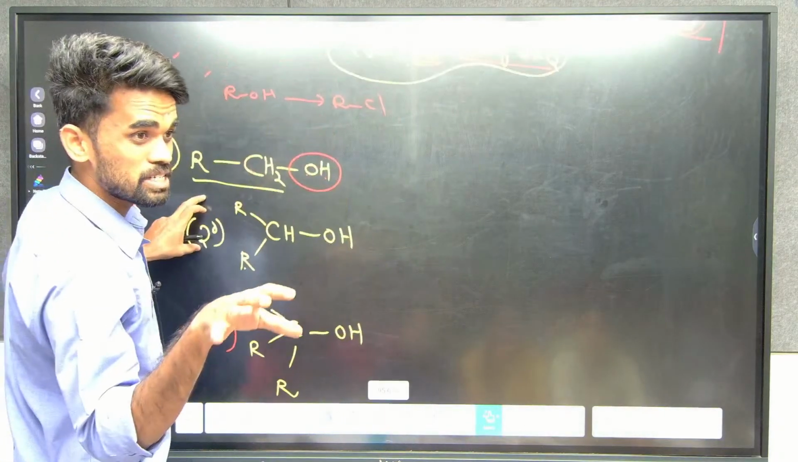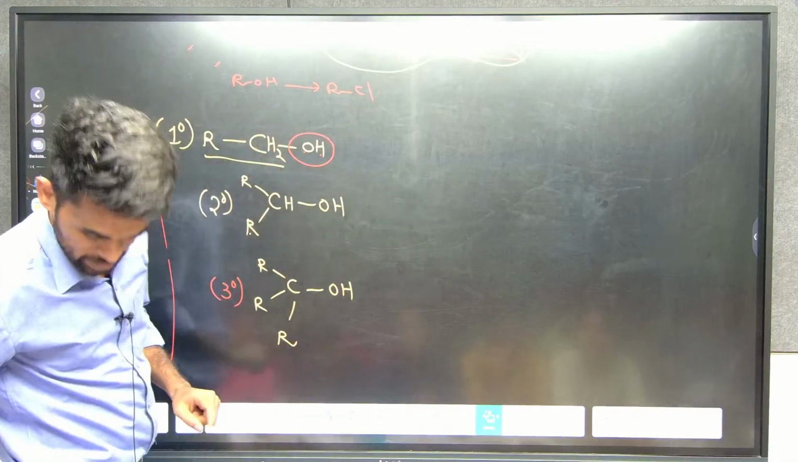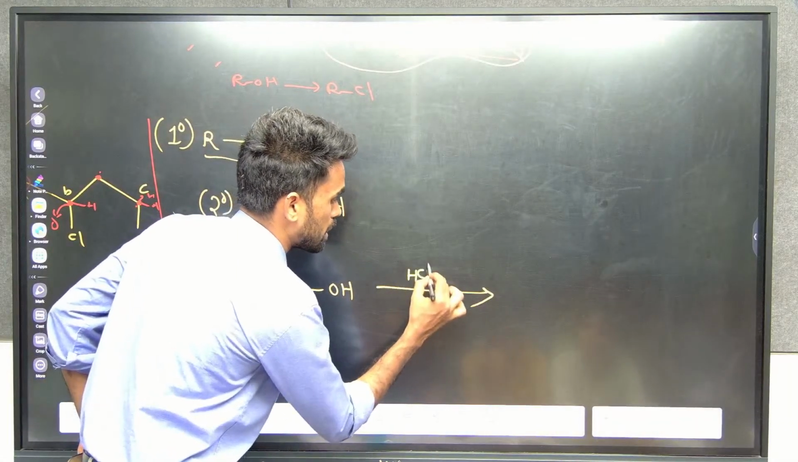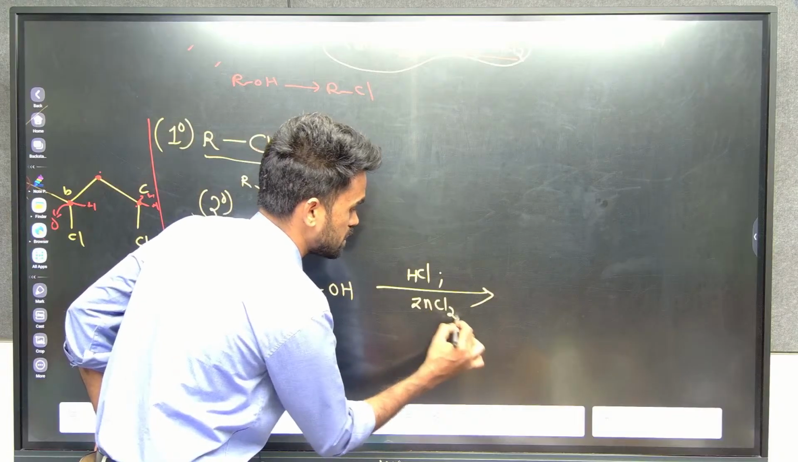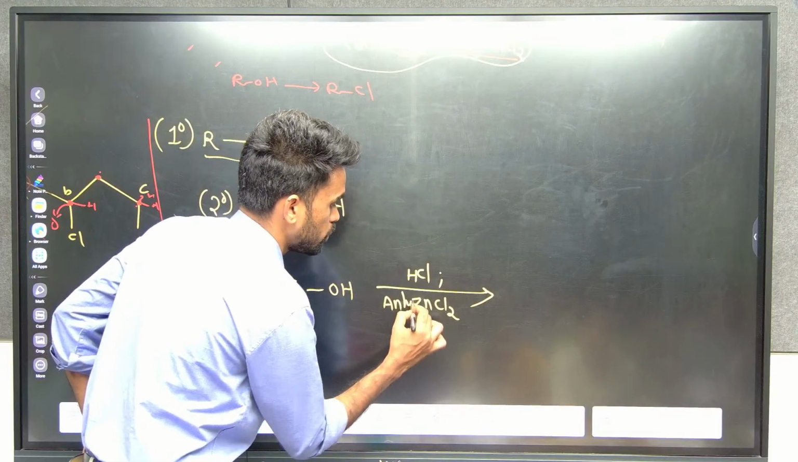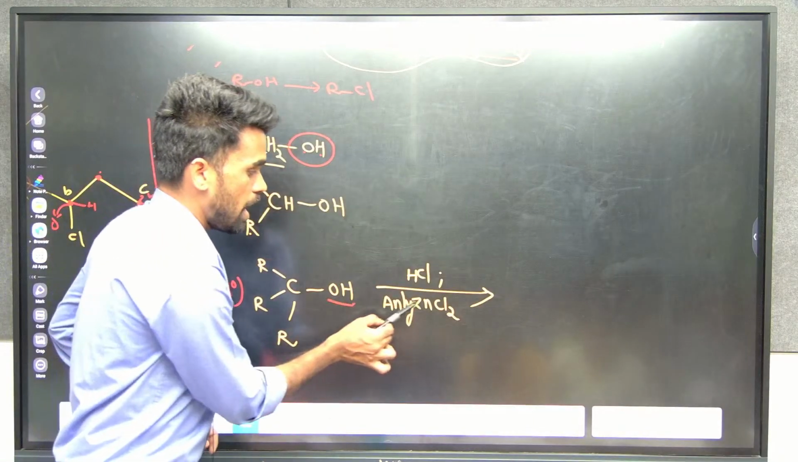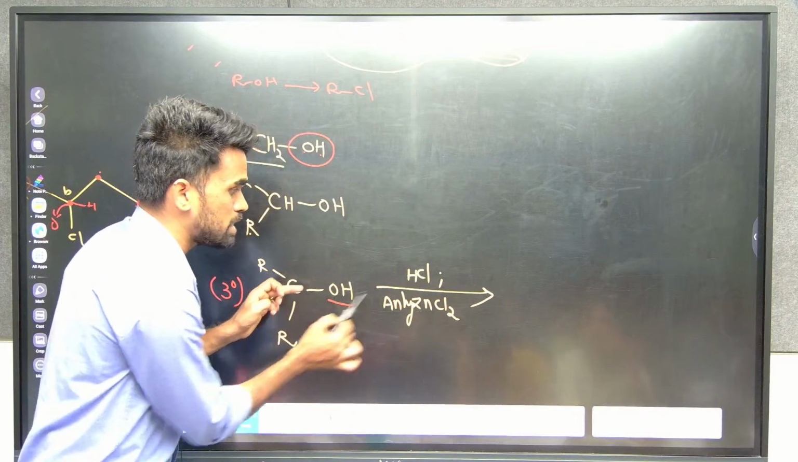So what is the discussion we are doing? Lucas reagent. When we are treating with Lucas reagent, look here. What will Lucas reagent be? HCl plus anhydrous ZnCl2. I am saying anhydrous, it means there is no water, it is pure and dry. So now what it will do is this OH and the Lucas reagent catalyst together remove this OH as water.